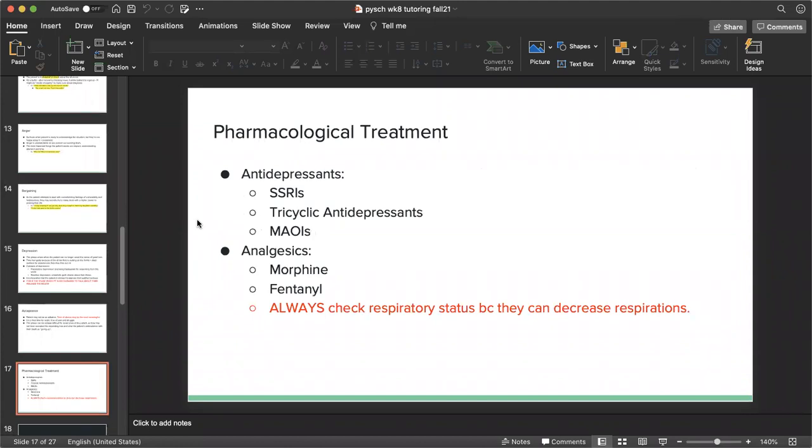So some pharmacological treatment for grieving. You can give them antidepressants. So SSRIs, tricyclic antidepressants, or MAOIs. So make sure you go back over those meds because those meds will pop back up on this exam. Analgesics, so morphine, fentanyl. And remember, before we give any of the analgesics like morphine, you want to check the respiratory status, because remember, it's a CNS depressant. So you want to make sure that they're breathing properly before, and their respiratory rate is in normal range.